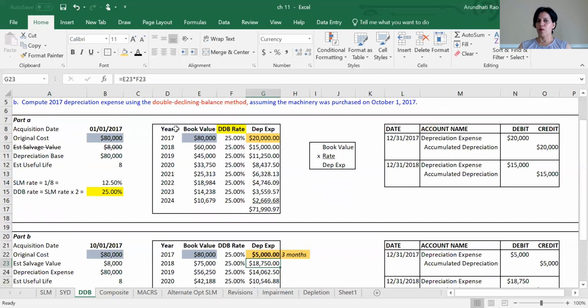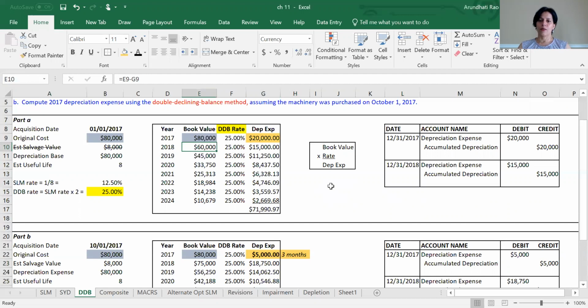I'll set up a table over here. First column, I have the years. Second column is book value. Third column is rate. I know what the rate is, I bring that down all the way through. Fourth column is depreciation expense. The beginning book value times the rate will give me depreciation expense for the year. The beginning book value minus depreciation expense gives me the new book value, and carry the formula all the way through.